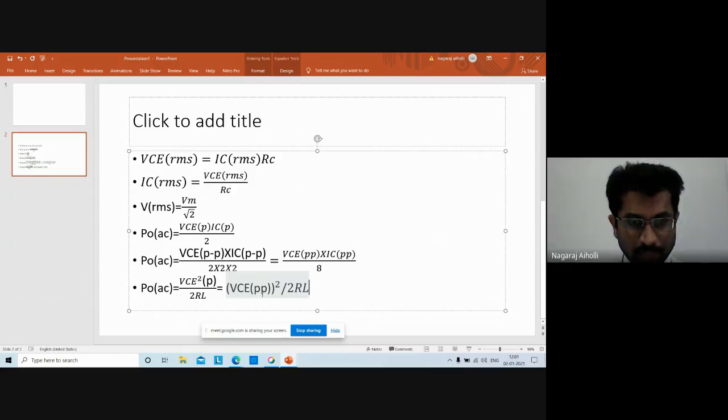Now VC peak to peak divided by 2, it should be divided by 2 square. Okay, that divided by 2 RL. So this is further equal to VC peak to peak square divided by 4.